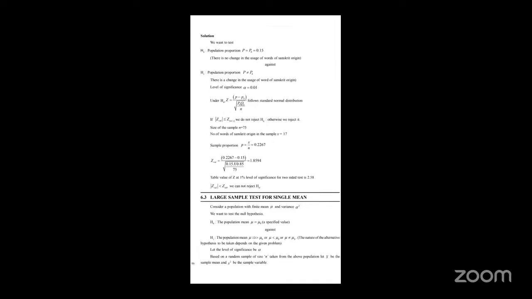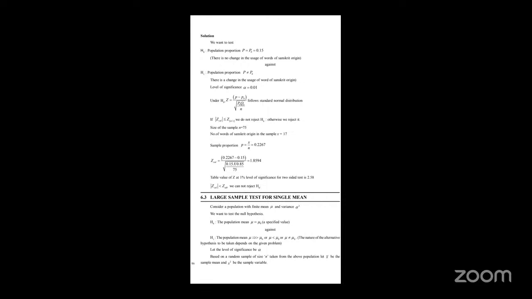17 by 75, or 17 by 75. So what will we get as the value? 17 by 75 is 0.2267. So 0.2267 minus 0.15.